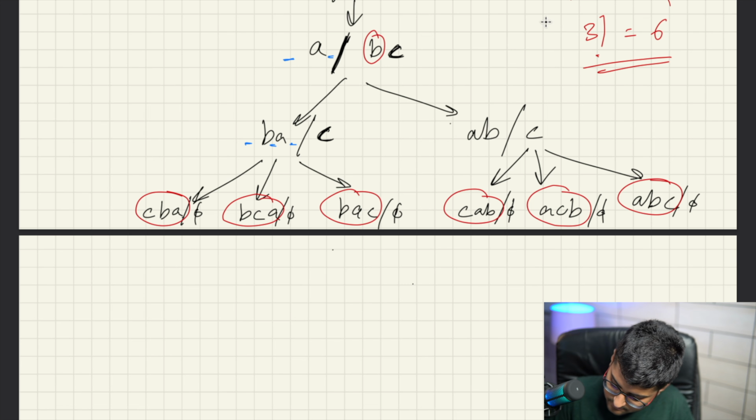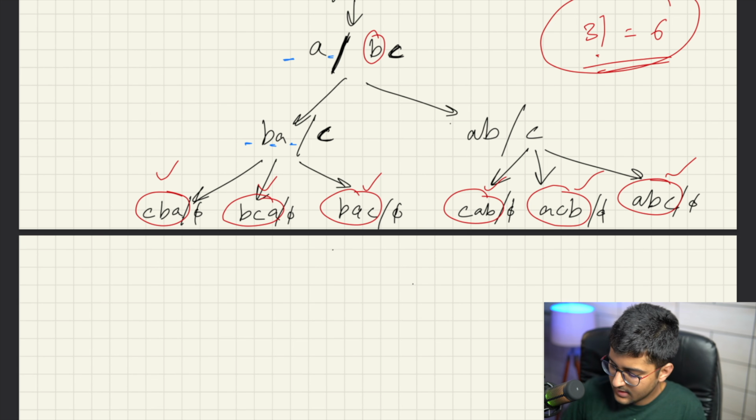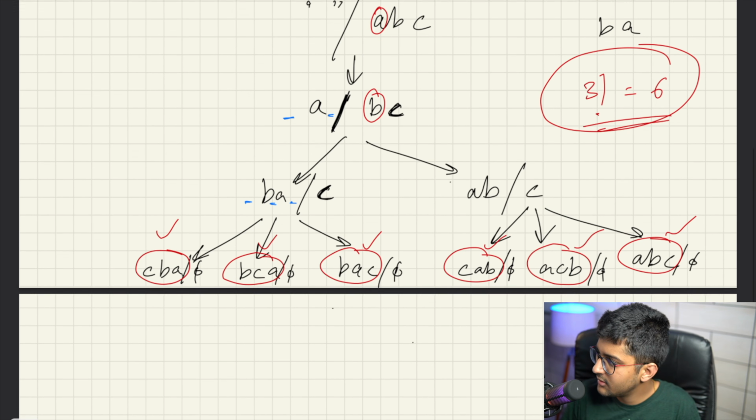6. That is my answer. 1, 2, 3, 4, 5, 6. That is it. This is my recursion call.